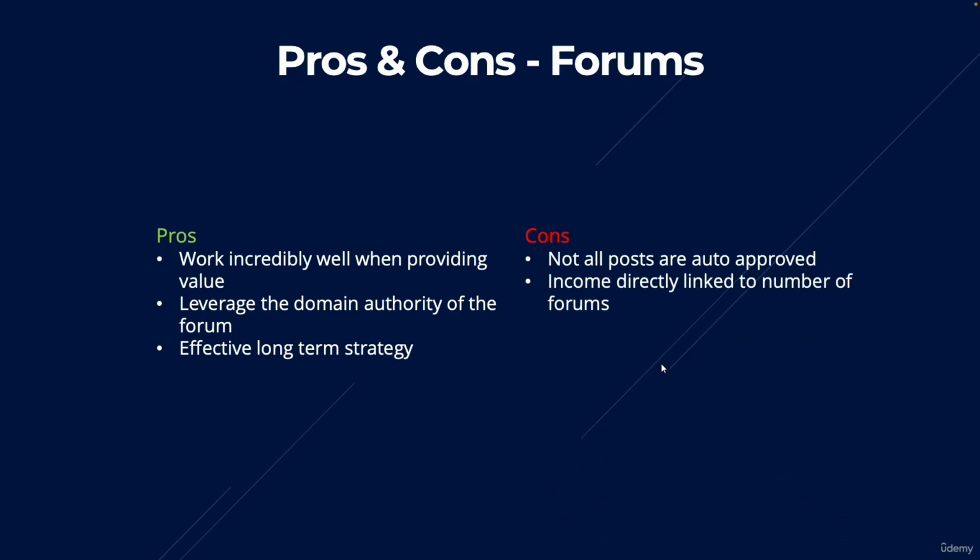The second con is that income is directly linked to the number of forums. If you are operating in a very specific niche, then you may find that there are not that many forums out there. Meaning, if you use this as your main traffic source, your income is going to be pretty much capped, right? As there's only so many forums you can join to generate affiliate commissions from.